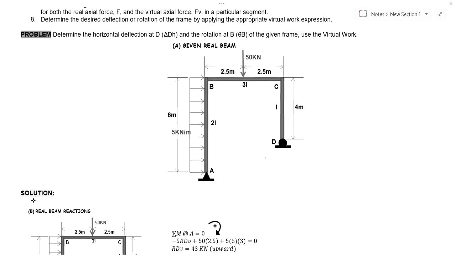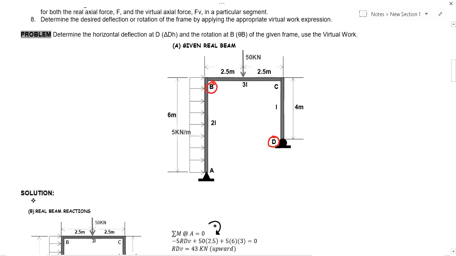We have to determine the horizontal deflection at D. So we have here the D. We have to determine the deflection here at D, horizontal, and the rotation at B of the given frame using the virtual work.